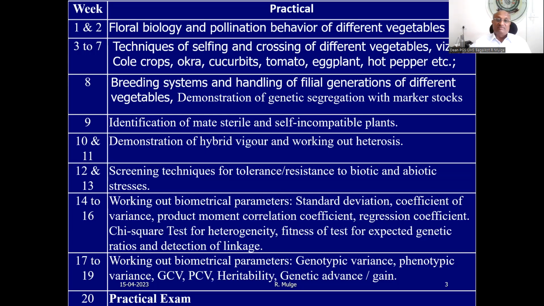Then you'll have the practical exam. You can also visit one of the stations relevant for this particular course, a station involved in any of the vegetables.